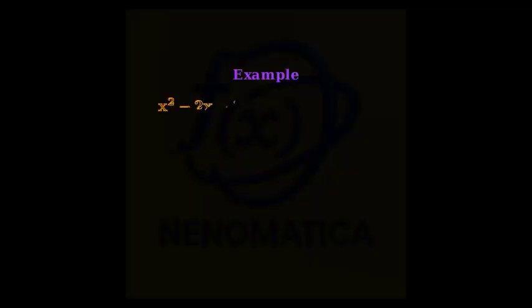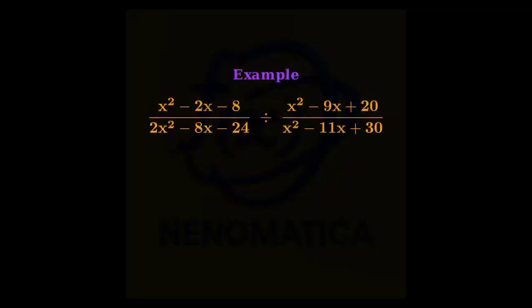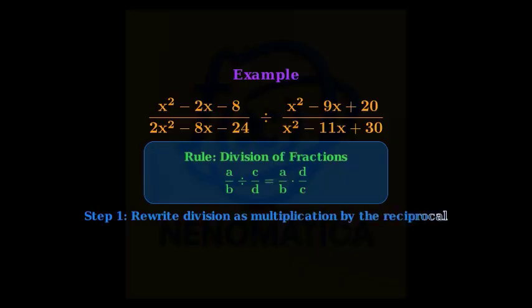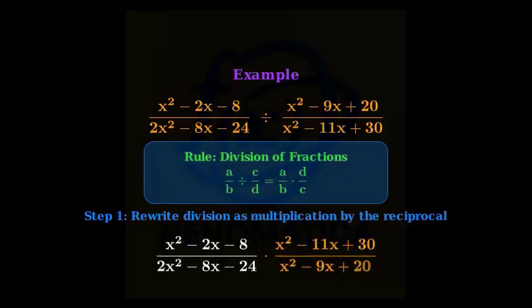According to the instructions, we first display the word example, and then the problem statement in bold orange LaTeX. Step 1. Use the rule fraction division equals multiplication by the reciprocal. We rewrite the division sign as multiply and invert the second fraction. Quick challenge. Can you predict the next step before it appears? We will factor all quadratics.